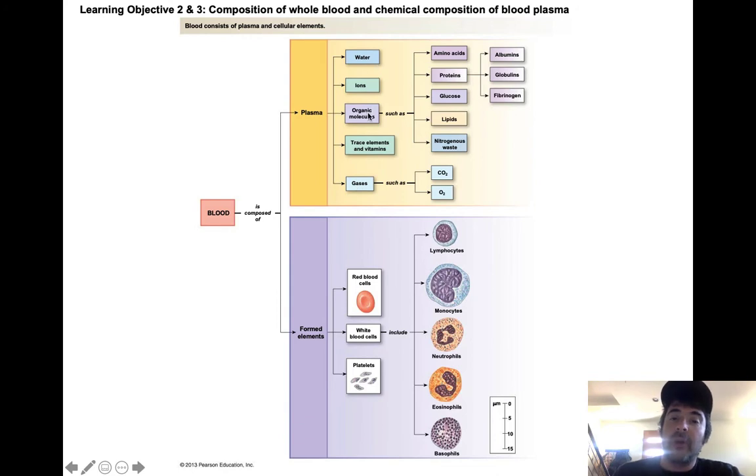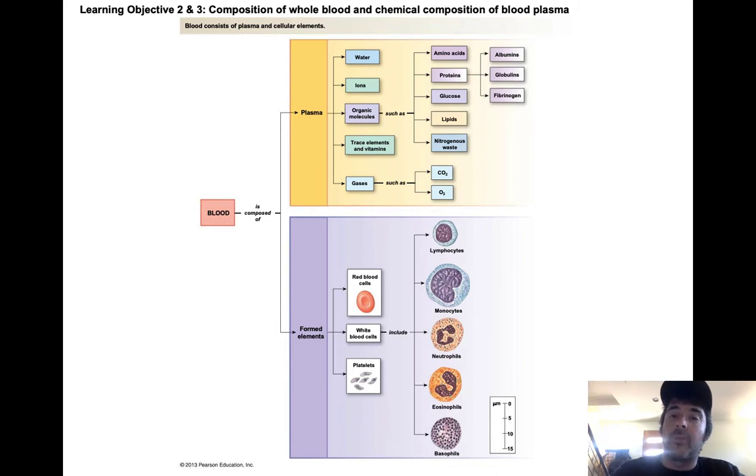Now, if we focus on the organic molecules, we have amino acids, which are nutrients we need to deliver to tissues so they can make proteins. We have functional proteins, meaning proteins in the blood plasma that serve a specific functional role. That's going to be a big focal point. We have sugars, lipids, wastes. So blood plasma delivers things like nutrients to tissues and gets rid of wastes from tissues. That's one of its primary roles.